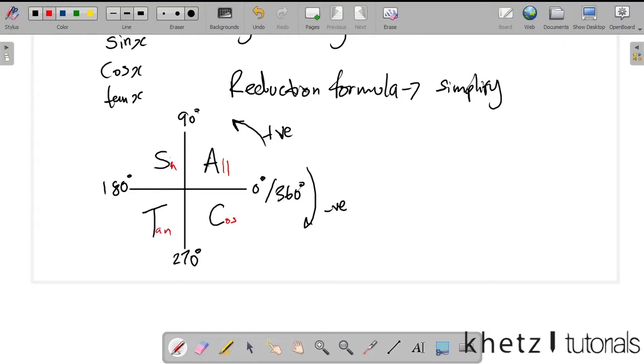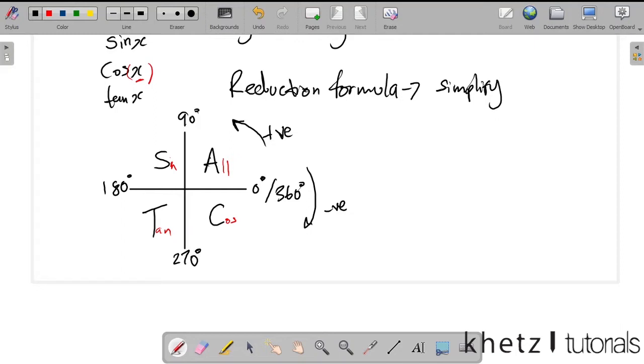And if the angle which is provided next to your function falls in one of these quadrants, you have to check if that function is positive in that quadrant. And if it's not, you basically assign a negative sign to the expression which is inside the bracket. And this is what that means.